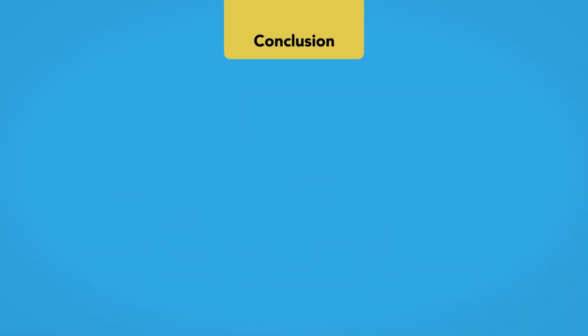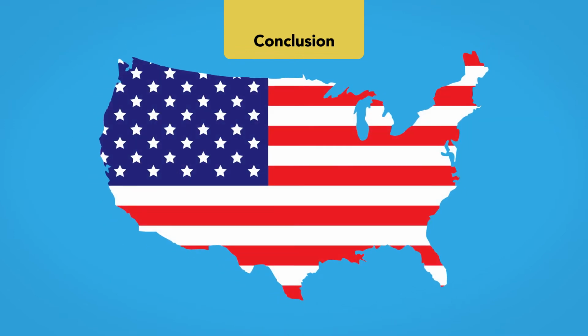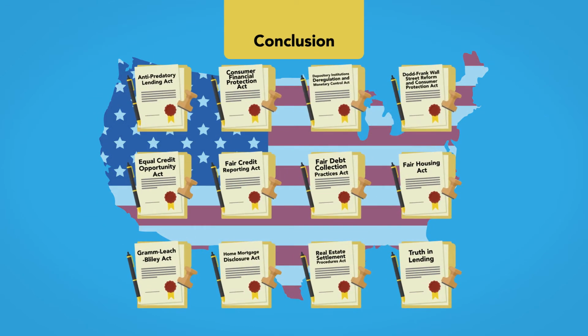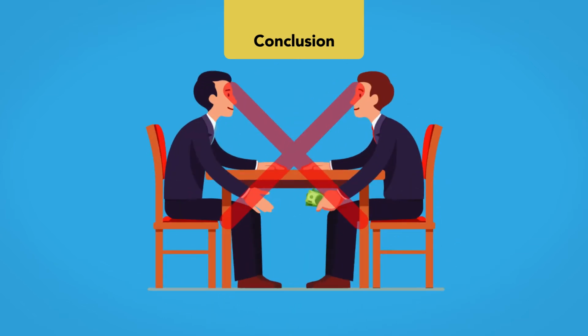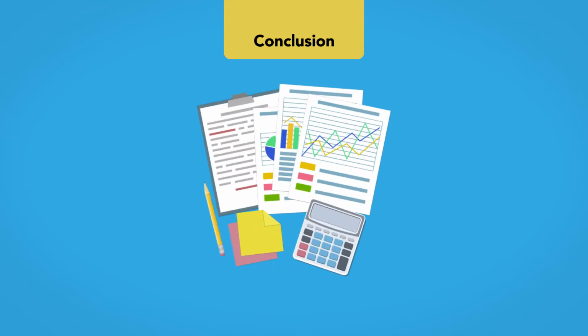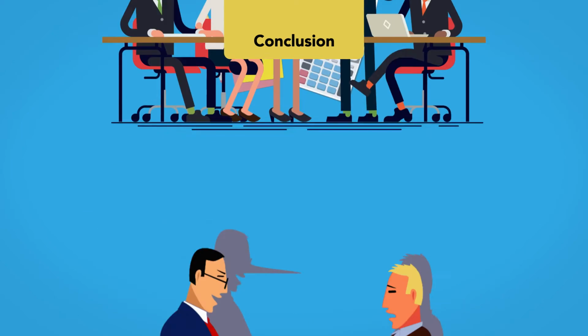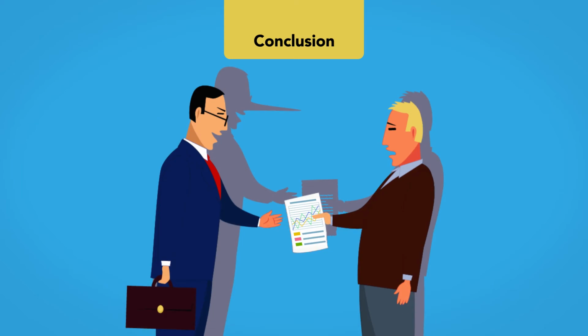Conclusion. Over the past 50 years, the United States has developed a national system of mortgage consumer protection laws aimed at preventing unfair lending practices in housing markets. Many of these laws involve mandatory disclosures, which explains why so much paperwork is involved in closing a mortgage. However, they also prohibit certain unethical business practices that unfairly impact homebuyers.